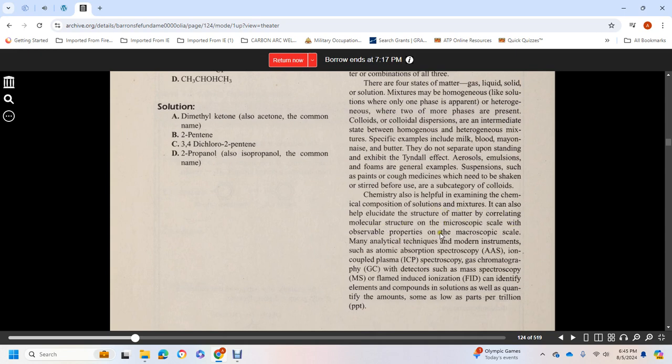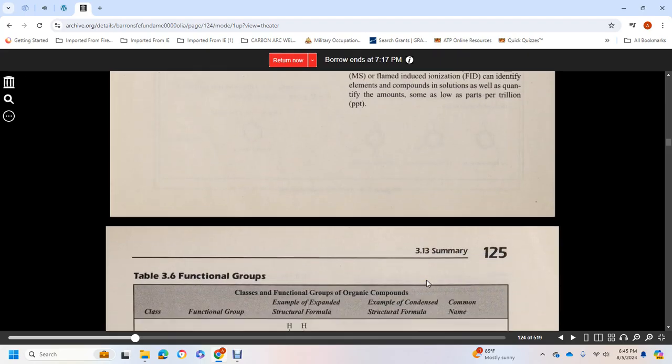and in helping elucidate subject matter by correlating molecular structure at the microscale with observed properties at the macroscopic scale. Modern analytical techniques and instruments such as atomic absorption spectroscopy and inductively coupled plasma spectroscopy, and gas chromatography with detectors such as mass spectroscopy and flame ionization, can identify elements, compounds, and solutions, as well as quantify the amounts, down to parts per trillion.